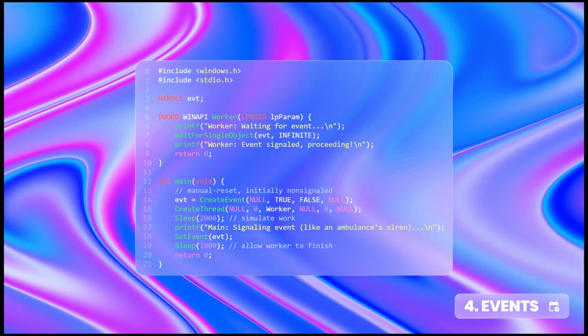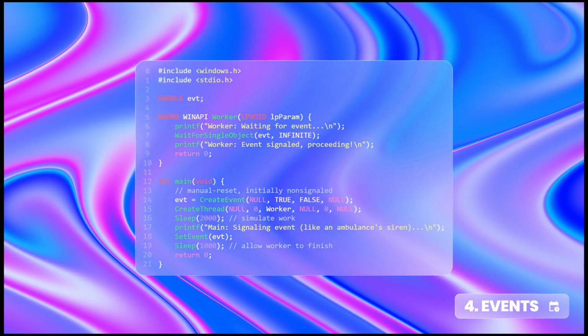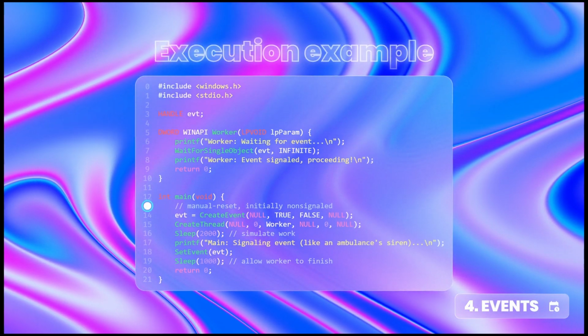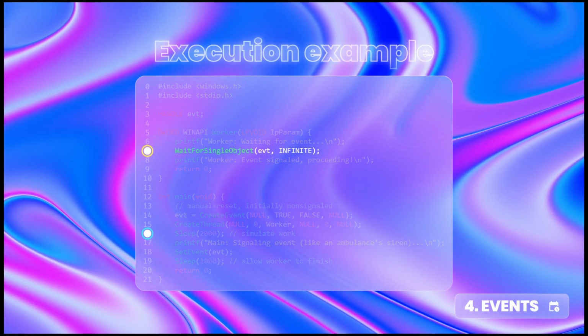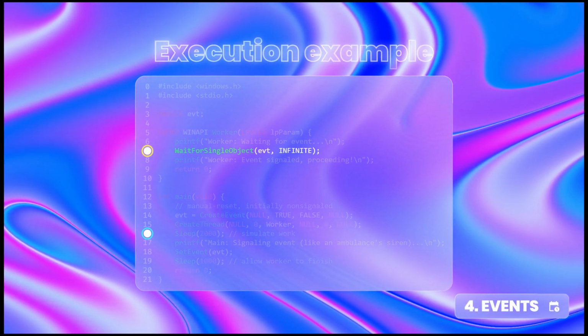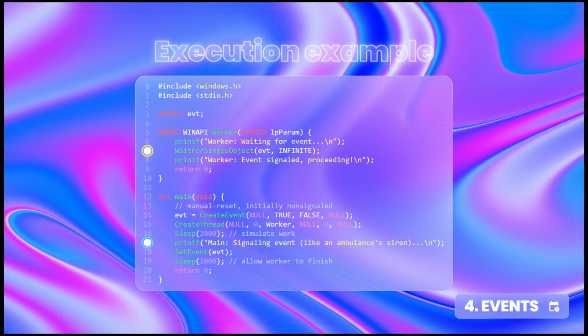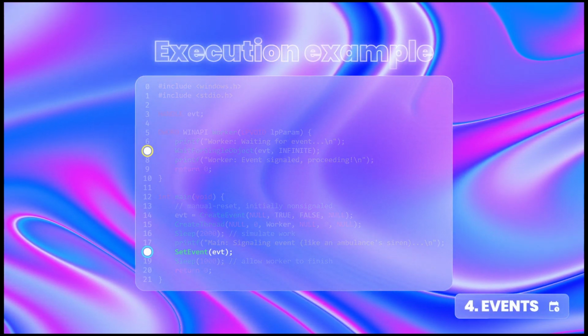In essence, an event object is a notification mechanism. They are used in thread communication for obvious reasons. In this case, a thread can wait for an event using WaitForSingleObject, and another thread signals that event by using SetEvent.